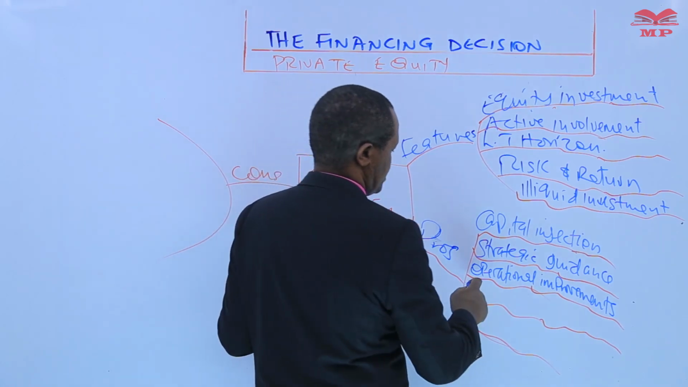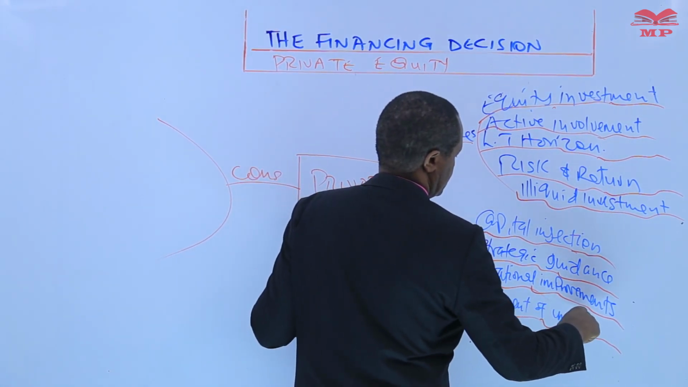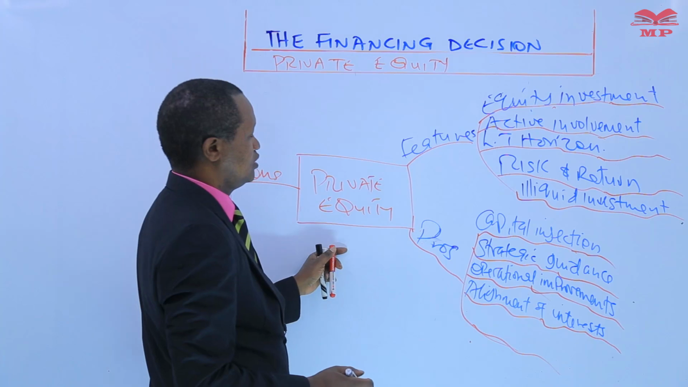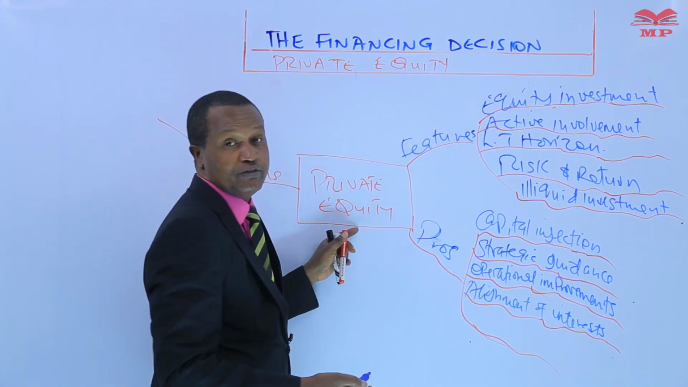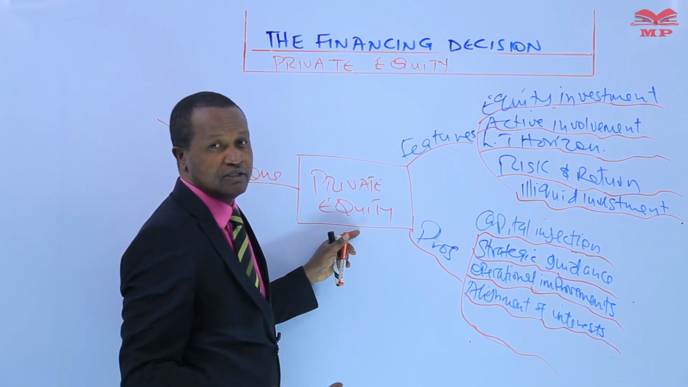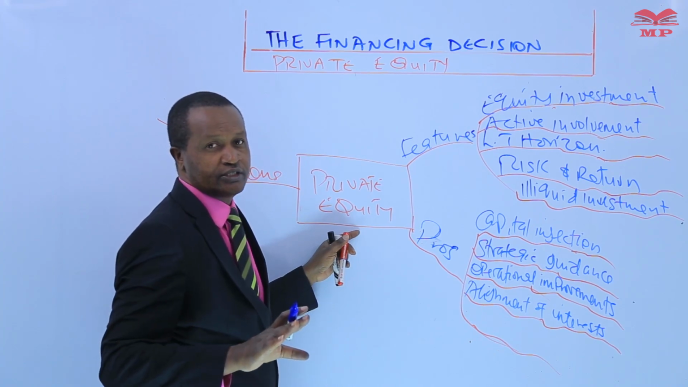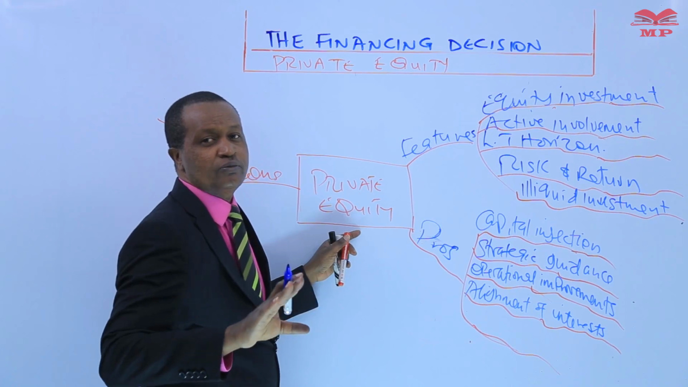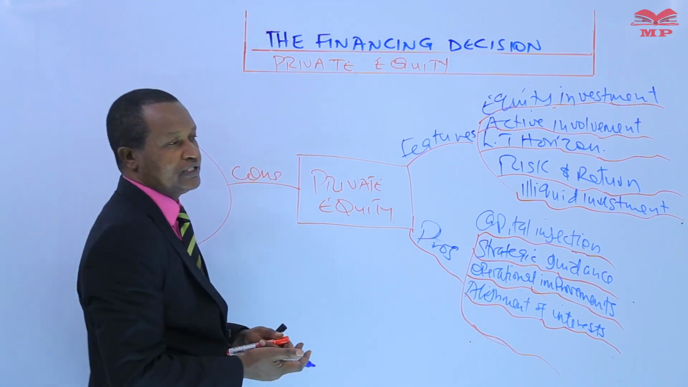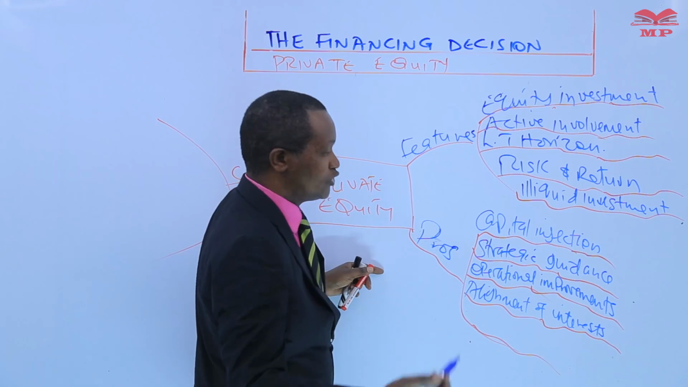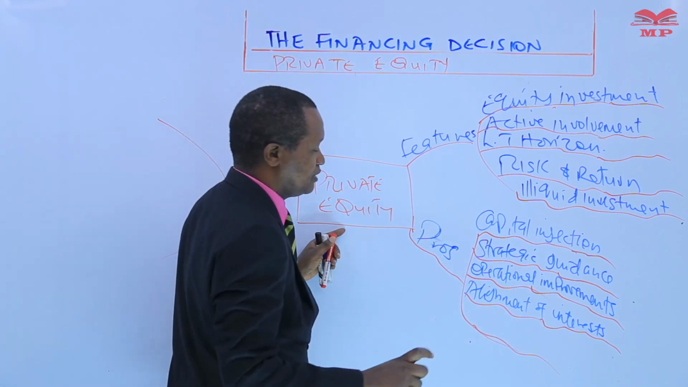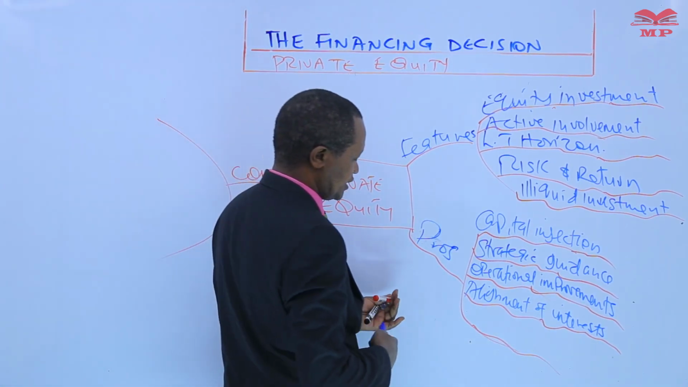Alignment of interests. How is alignment of interest an advantage associated with private equity? Private equity investors and company management often share aligned interests. Why? Because both parties benefit from the company's success. This alignment can foster a collaborative relationship between the private equity investors and the management of the private company.